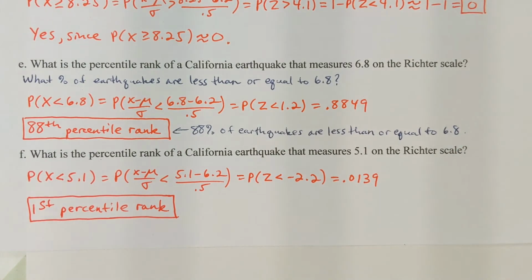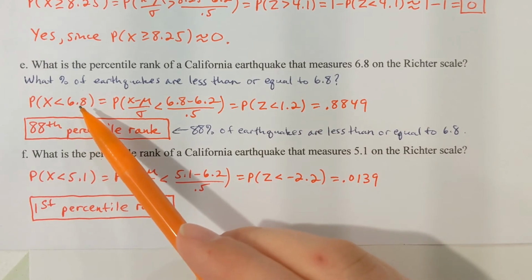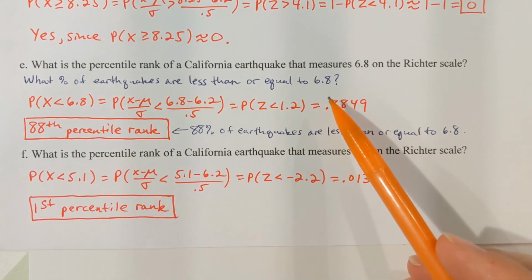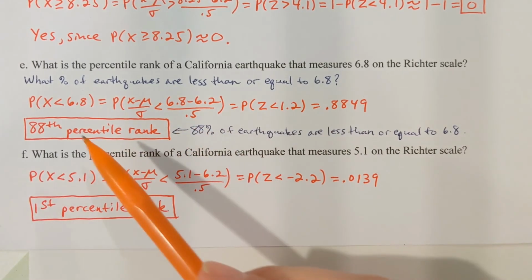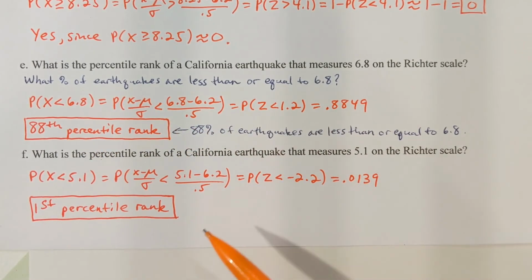Part E: what is the percentile rank of a California earthquake that measures 6.8 on the Richter scale? Remember percentile ranks going back to chapter 3. A kth percentile rank is a number such that k% of the data is less than or equal to that number. So in this question, I could also ask what percent of earthquakes are less than or equal to 6.8, or what is the probability of selecting an earthquake magnitude that is less than 6.8? Once we have that probability, we can convert that number to a percent and know what the percentile rank would be. So let's go ahead and do that now.